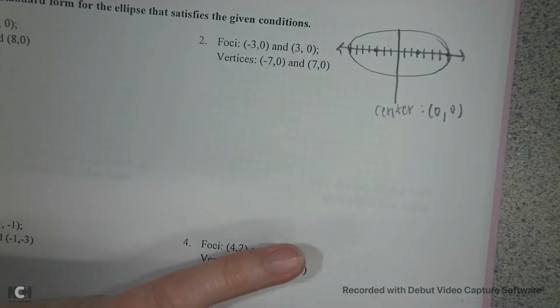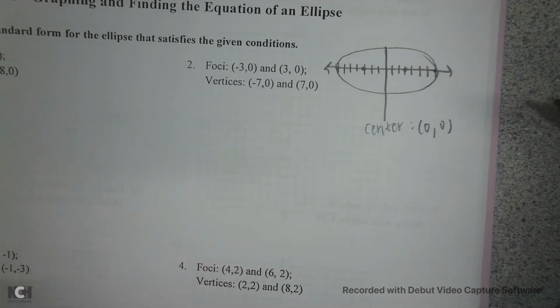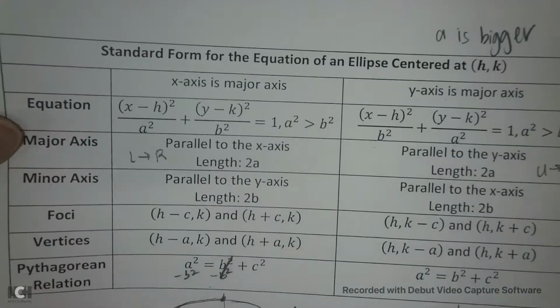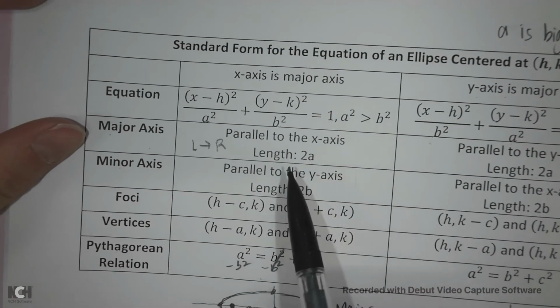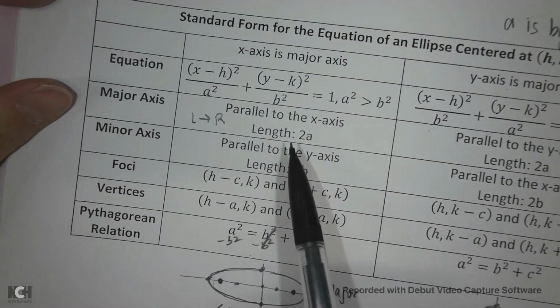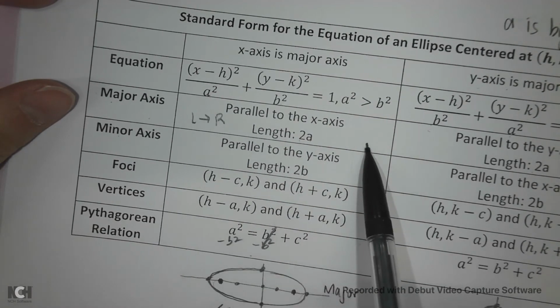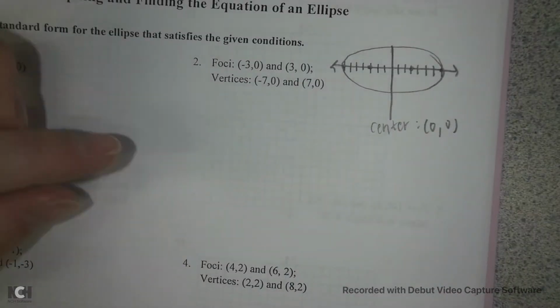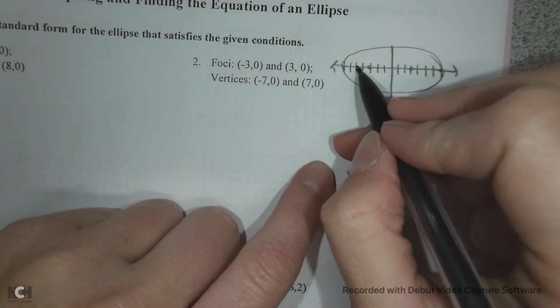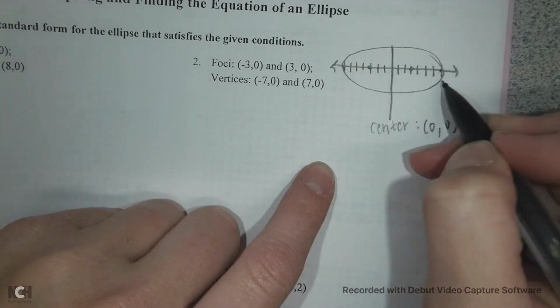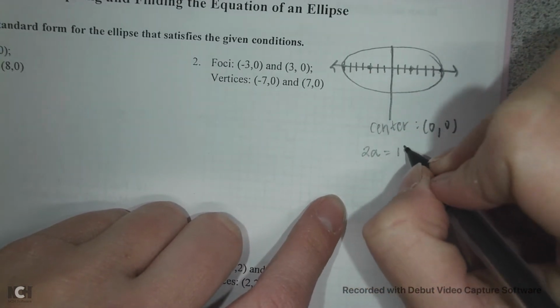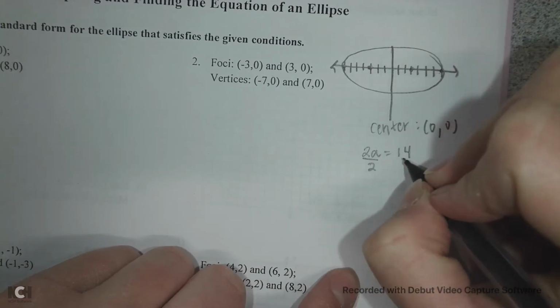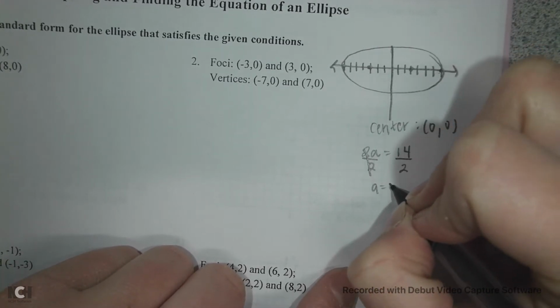Then we can use what we have right now to figure out our A. So if you remember from this guy, on the major axis for the one that goes horizontal, which is the one that we're working on right now, 2A is the length of the major axis. So if I'm looking at this major axis, I count 7 here and 7 here, so 14. So 2A, the whole length of this axis, is equal to 14, which means that A is equal to 7.